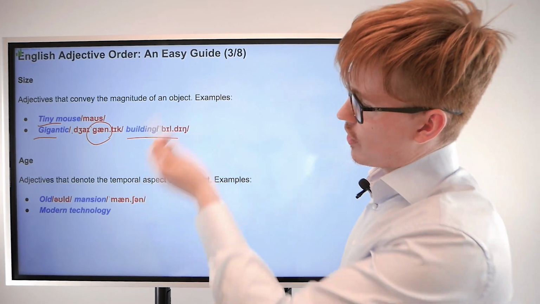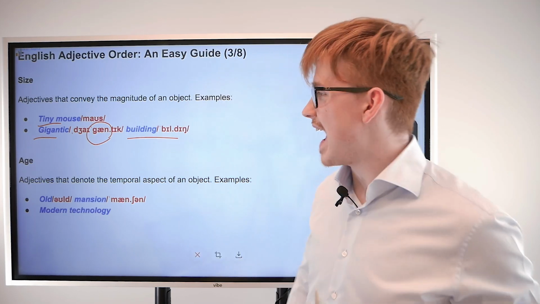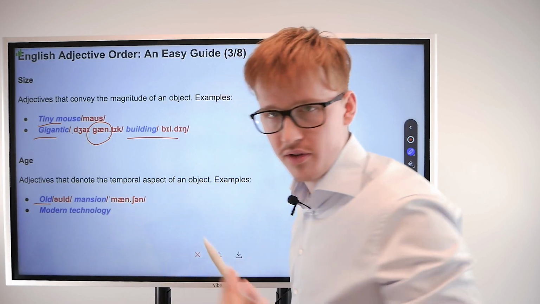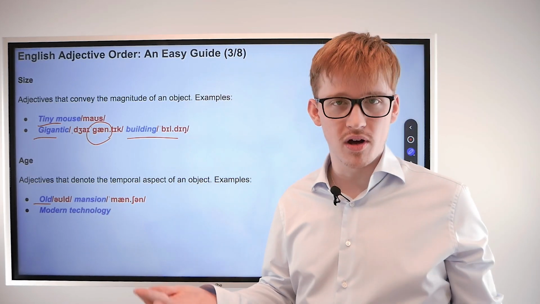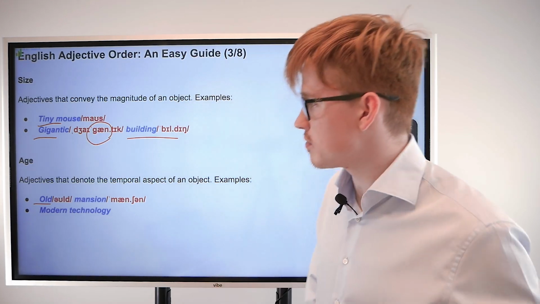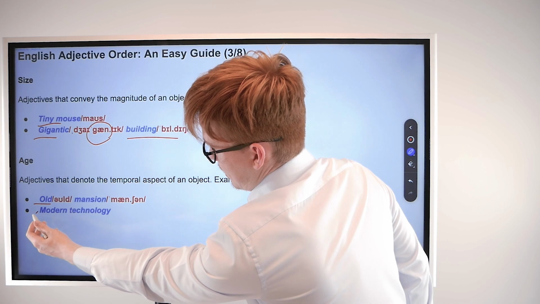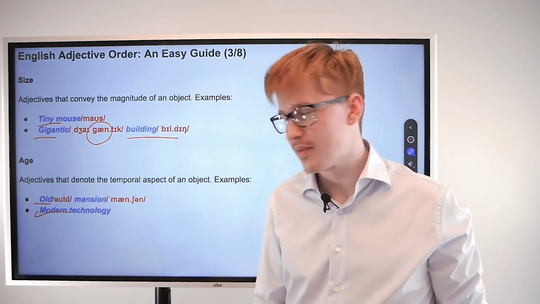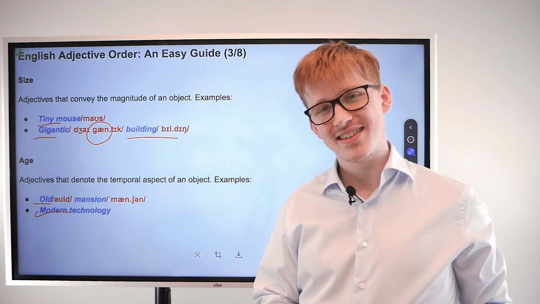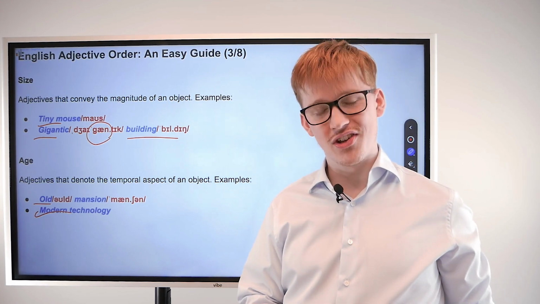Great. And now we're going to move on to the next adjective group, which is age. So the age of something. So an old mansion. It doesn't have to be a number for age. It can also be a describing word for age. So old, young, new, or something like this. So an old mansion. And you could also have modern technology. So we have 2 words here. Let's go. So old. Mansion.